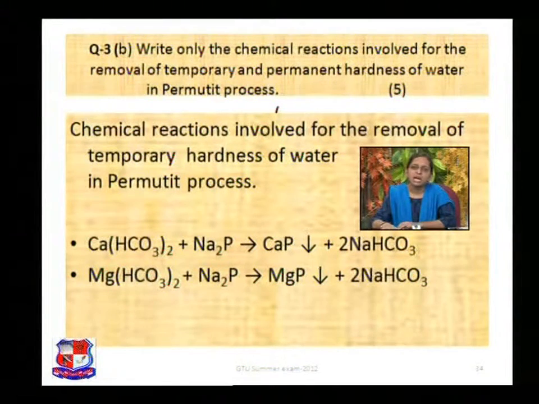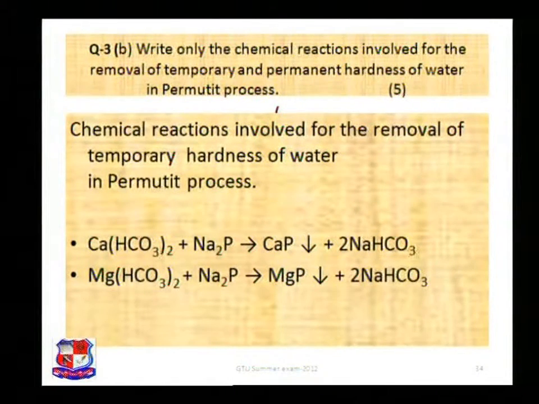At the same time, if you see for the magnesium bicarbonate salt removal, that is you can pass through the tower of the sodium permutit, then you will have the chemical reaction like this. MgP, that is magnesium ions that is responsible for the hardness, gets retained on the surface of the permutit, and you will get 2 times NaHCO3, that is bicarbonate water outside. Okay, so this is for the temporary hardness removal reactions.